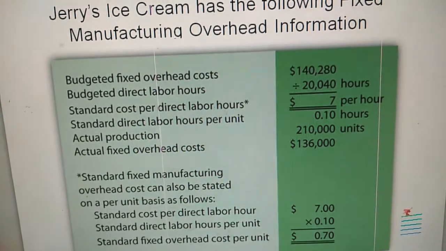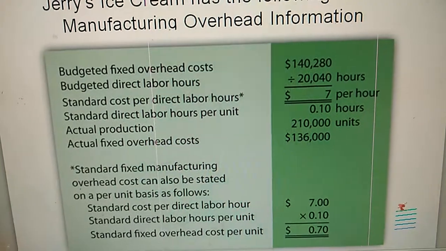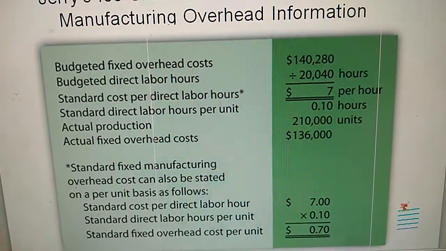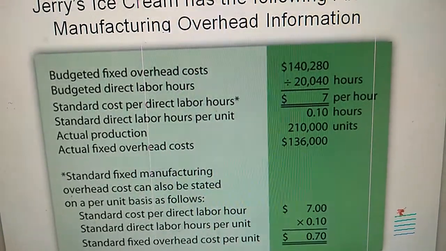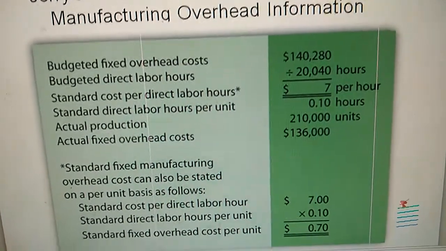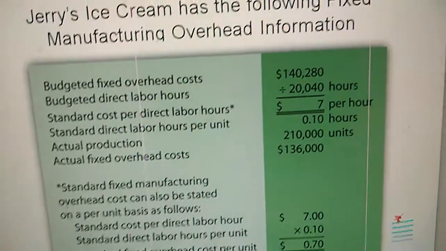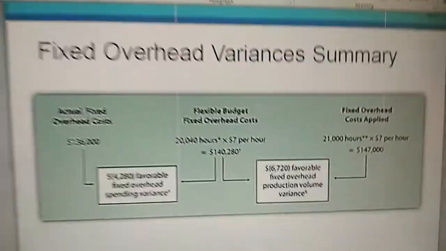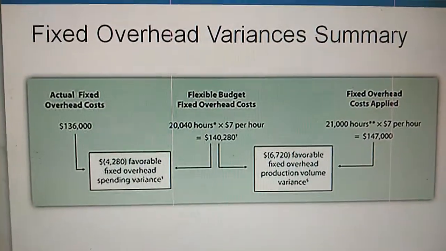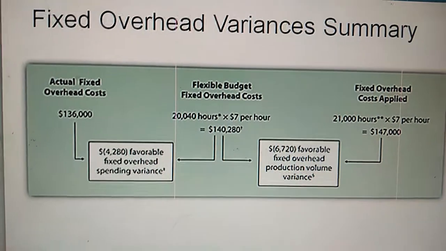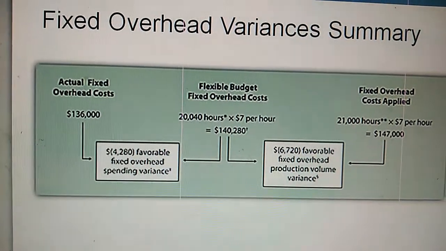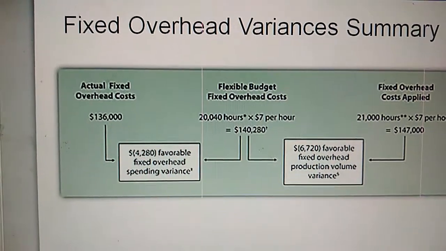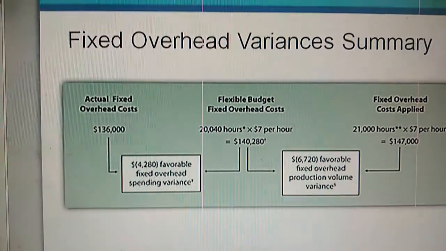Standard fixed manufacturing overhead cost can also be stated on a per unit basis as follows. Standard cost per direct labor hour is $7. Standard direct labor hours per unit is 0.10. Standard fixed overhead cost per unit is 70 cents. Okay, so this is the fixed overhead variance summary. The fixed overhead spending variance is the difference between actual and budgeted fixed overhead cost. The fixed overhead production volume variance is the difference between the budgeted and applied fixed overhead cost.